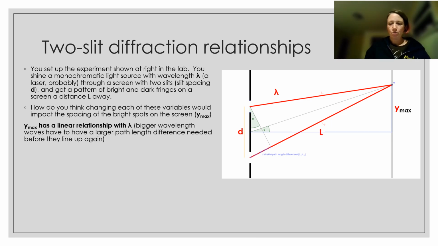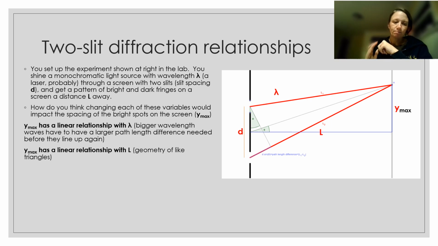All right, so y max has a linear relationship with lambda. In other words, waves that have longer wavelengths will need a bigger shift or a bigger path length difference before they line up again, crest and crest. So the bigger the wavelength of the light, the farther from the central maximum the first bright spot will be.